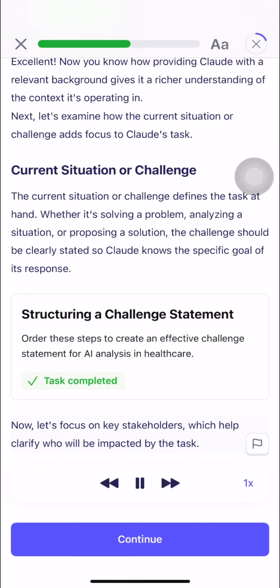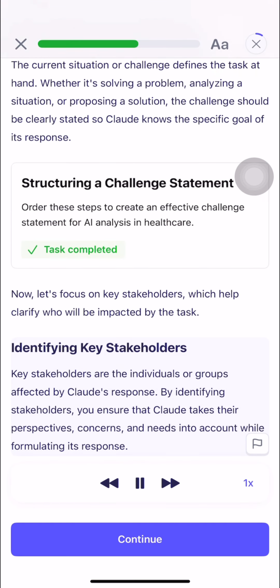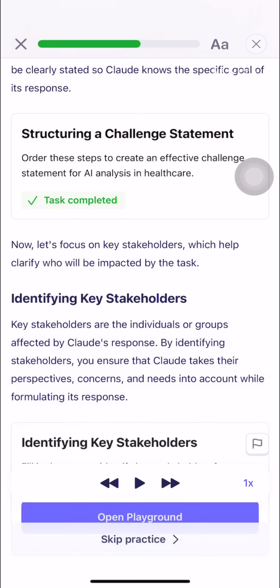Now let's focus on key stakeholders, which help clarify who will be impacted by the task. Identifying key stakeholders. Key stakeholders are the individuals or groups affected by Claude's response. By identifying stakeholders, you ensure that Claude takes their perspectives, concerns, and needs into account while formulating its response.